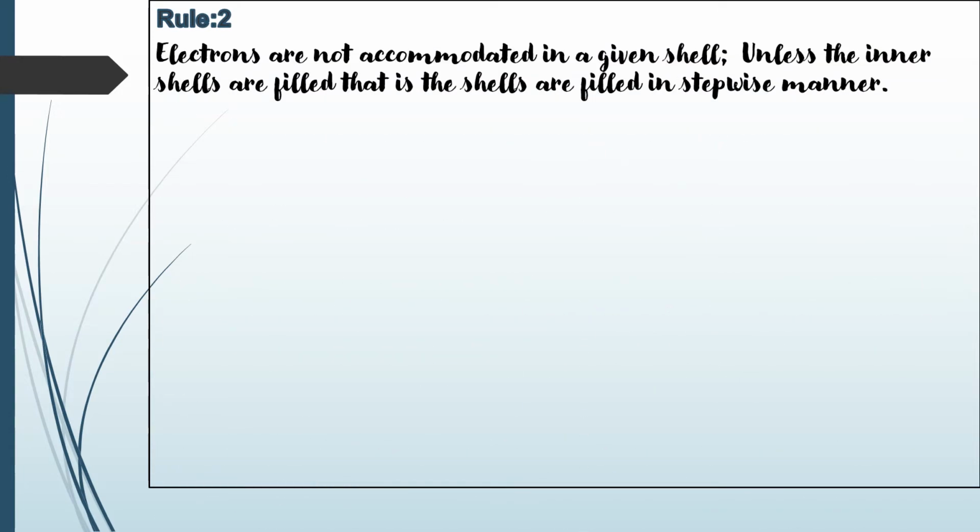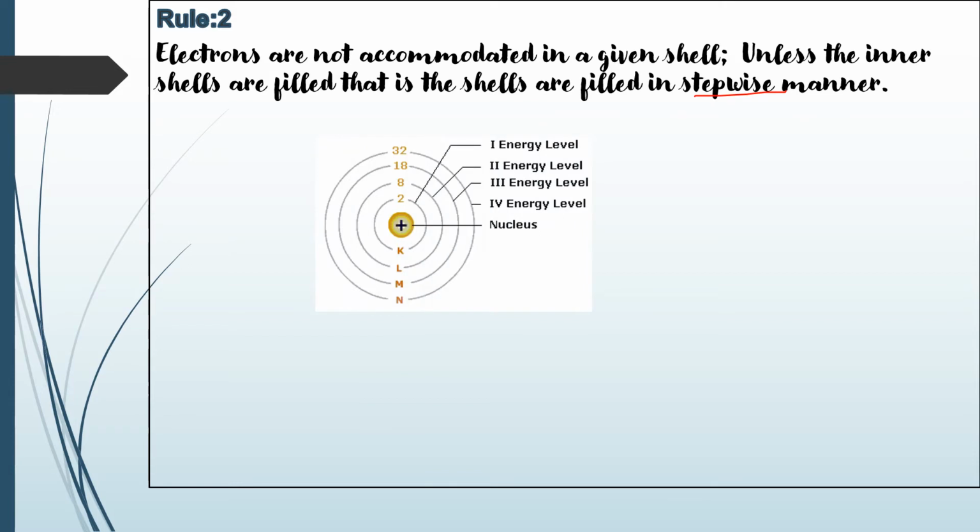Rule number 2. Electrons are not accommodated in a given shell unless the inner shells are filled. That is, the shells are filled in a stepwise manner. We have to add 2 electrons in the K shell, then we have to add in the L, then M, and then N shell. We have to complete the K shell and then go to L, then go to M, and then go to N. This is the stepwise manner. This is the second rule of the Bohr and Bury scheme.